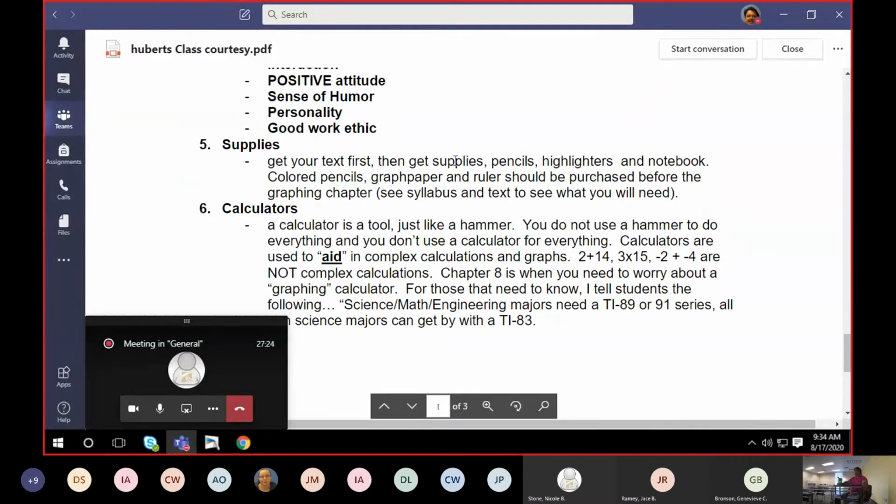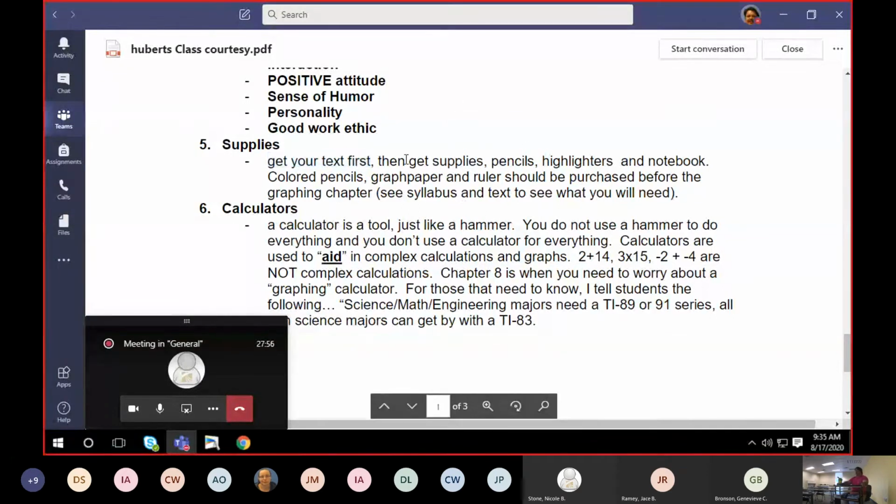Supplies. A lot of people are asking about the book. You don't have to buy a book in this class because it's already included in your MyLabs Plus. You have an e-text. If you don't want the e-text, then you go buy a used book or a new book and you do it the conventional way. I will show you how to print out your book Wednesday and Friday when we go over MyLabs Plus.